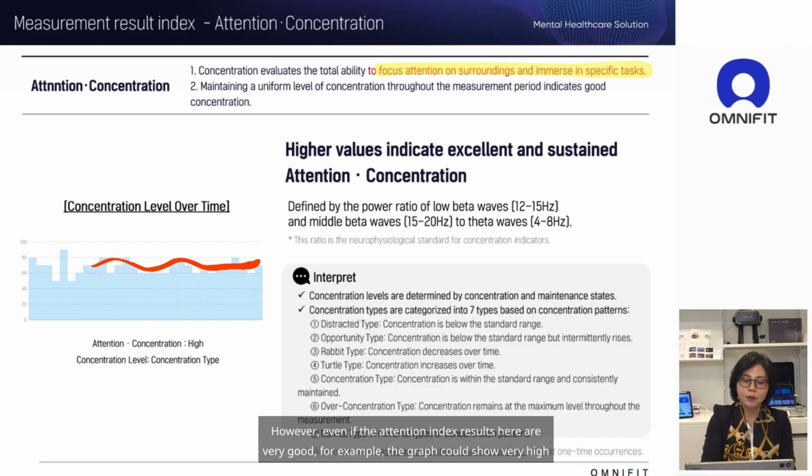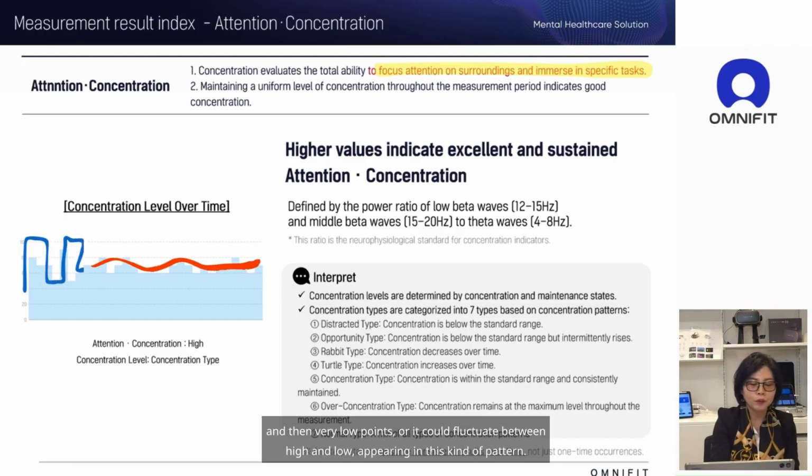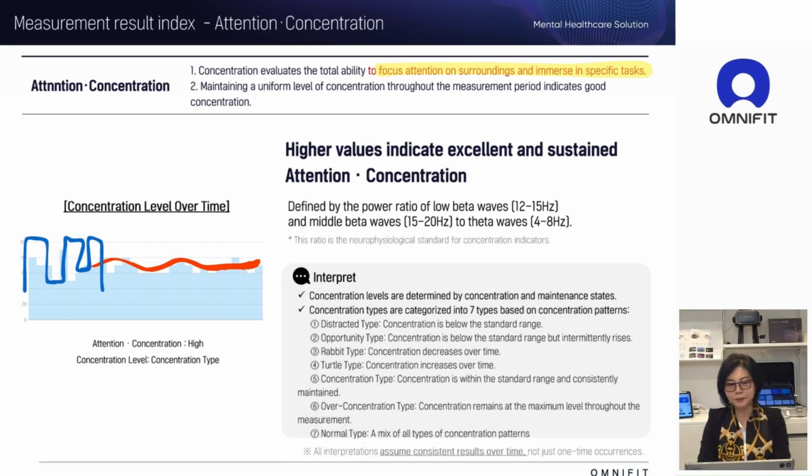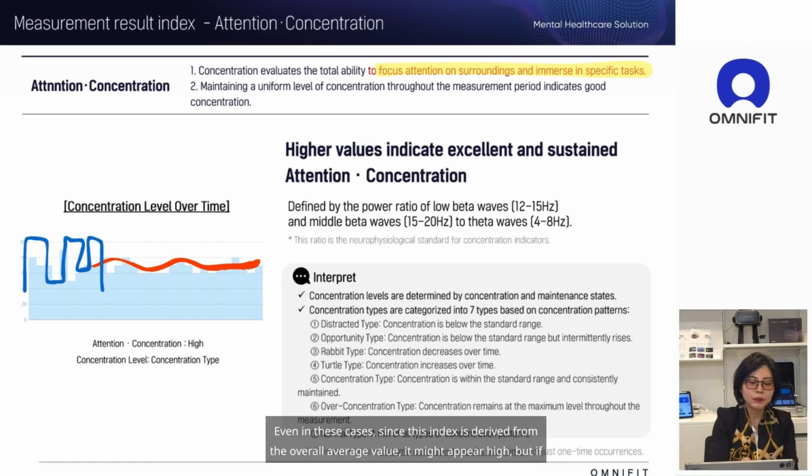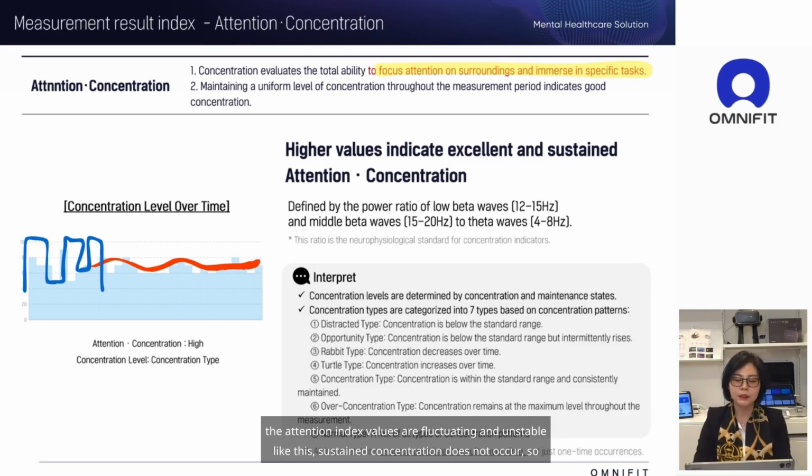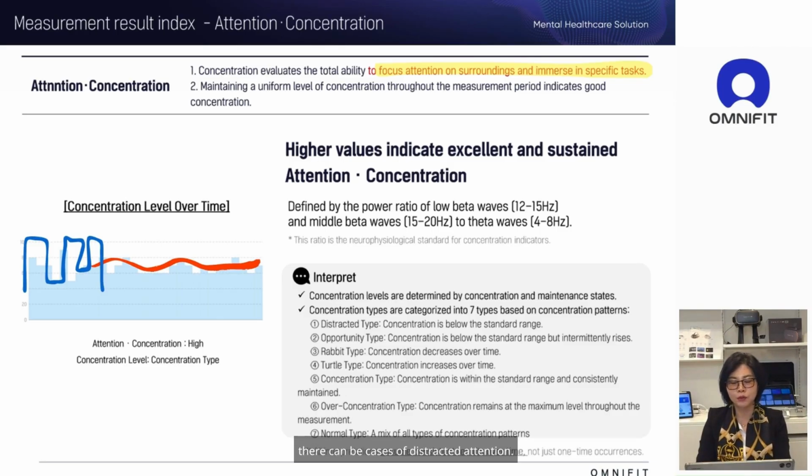However, even if the attention index results here are very good, for example, the graph could show very high and then very low points, or it could fluctuate between high and low, appearing in this kind of pattern. Even in these cases, since this index is derived from the overall average value, it might appear high, but if the attention index values are fluctuating and unstable like this, sustained concentration does not occur, so there can be cases of distracted attention.